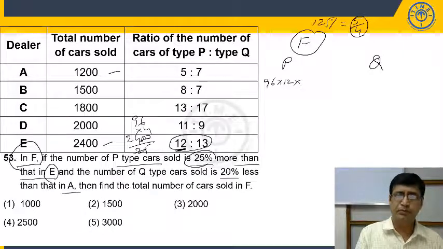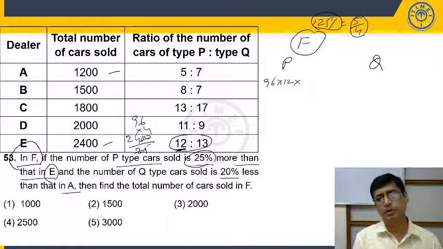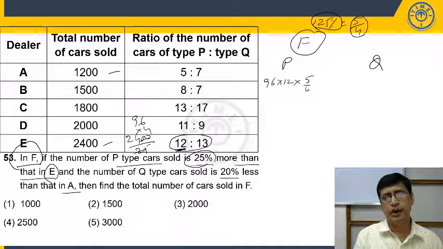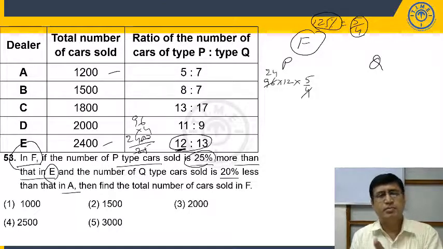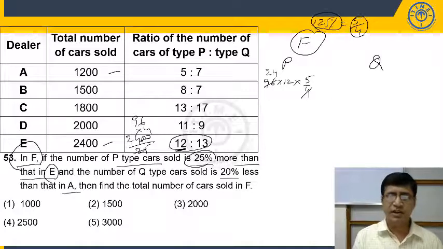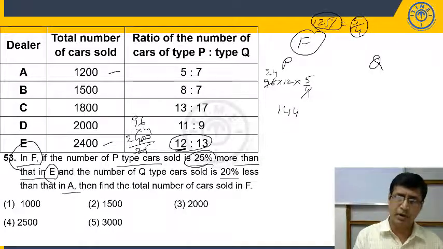But here 1 by 5 more. 25% more means 1 by 5. So I am multiplying with 5 by 4. What is the cancellation? It is exactly 24 times. Okay, 5 into 24 it is 120. 120 means, just consider 12. Just leave the 0. 12 into 12 it is 144. 1440 is the value. What about the Q?